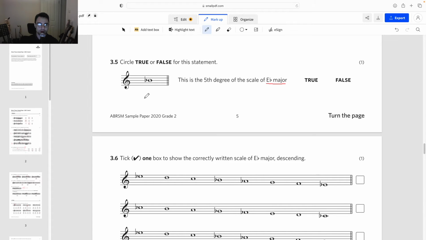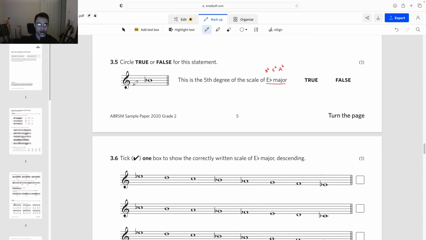Well, let's write out the key signature for E flat major. How many flats are there in E flat major? So B flat, E flat, A flat. All right, so B flat, E flat, A flat. 3 flats in this key. And this is a B flat. So this falls within the rules of this key signature.